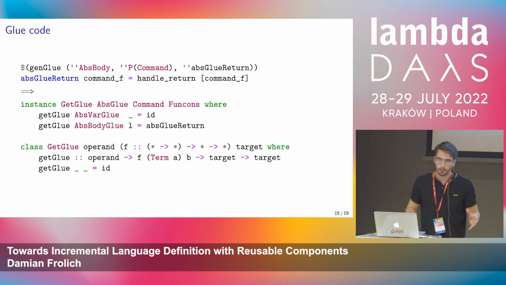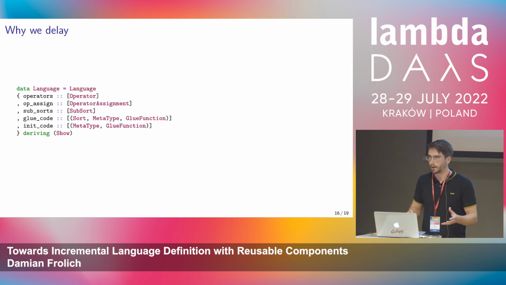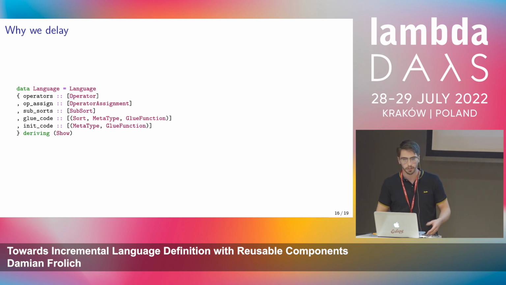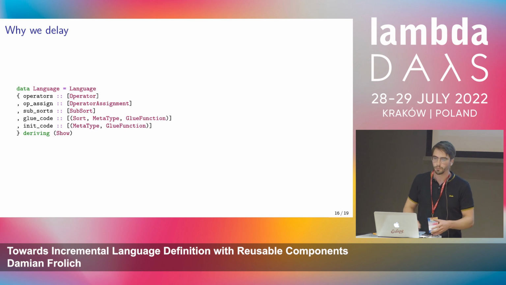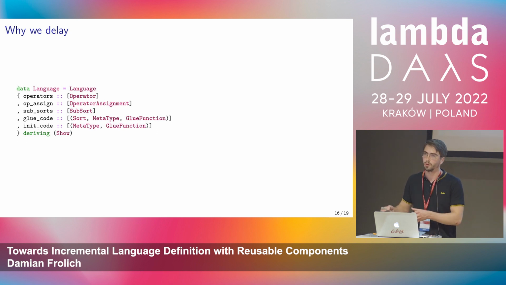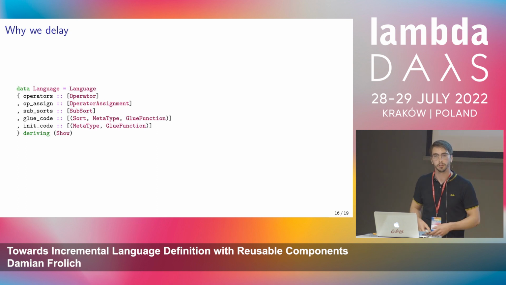And now I've used Template Haskell a lot. And why do we do that? It allows us to capture a language as just a simple data type in Haskell. So here we have the data Language, which is our language data type. It consists of operators, our assignments of operators to sorts, our subsort declarations, glue code, and our initialization code.